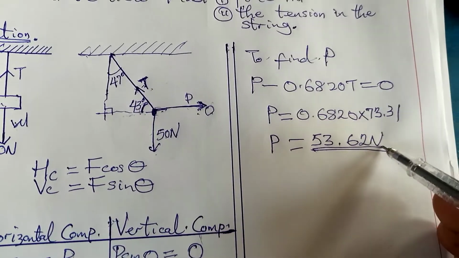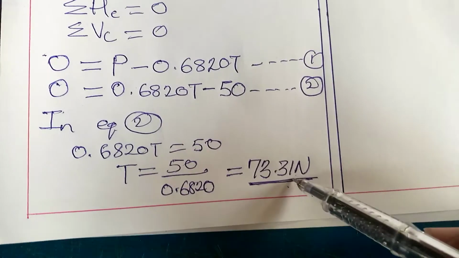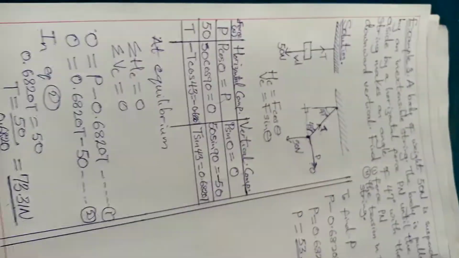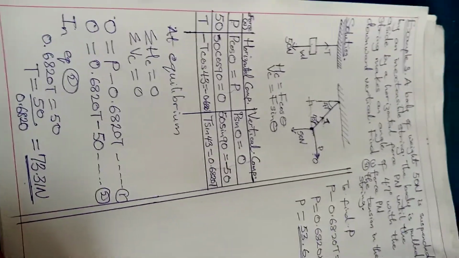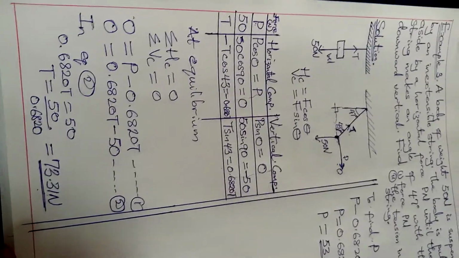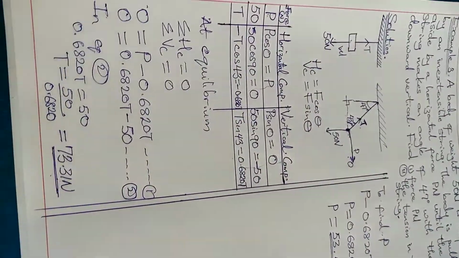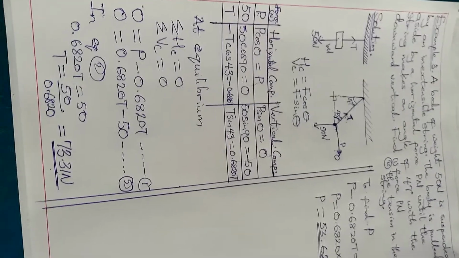So this is the value of P, and this one gives us the value of T, which is the tension in the string. And that is the whole question. If you have any question, you can ask. Don't forget to study the example 1, 2, and 3. Then after this, if you have any question, you can ask me.